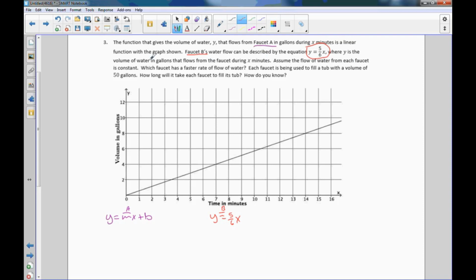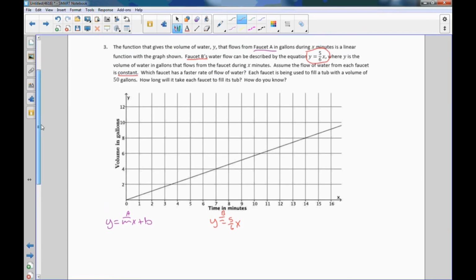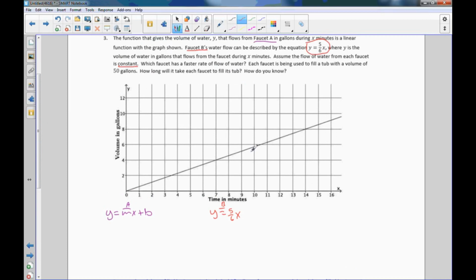Okay, where Y is the volume of water that flows from the faucet during X minutes. Assume the flow of water from each faucet is constant. That tells us it's linear. Which faucet has a faster rate or flow of water? Well, in this case, our rate or flow is our slope, if you will. That's our rate of change. So I already know that faucet B, for every 5 gallons, it's going to take 6 minutes. I'm going to write that. Okay, 5 gallons per 6 minutes.